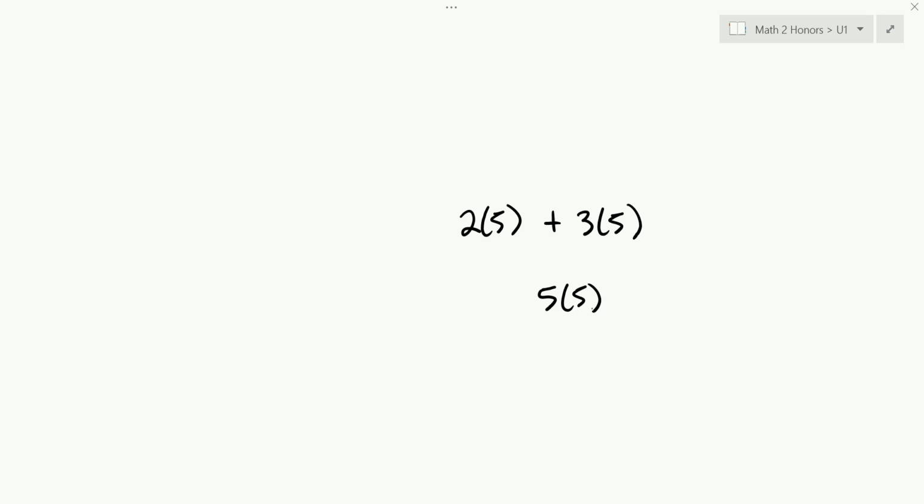Do you guys remember what multiplication is shorthand for? Repeated addition, right? So this really represents 5 plus 5. And this really represents 5 plus 5 plus 5. Right? And now you can see, yeah, I got 5 5s. So I got 2 5s here and 3 5s there. Now I got 5 5s that I'm adding up.